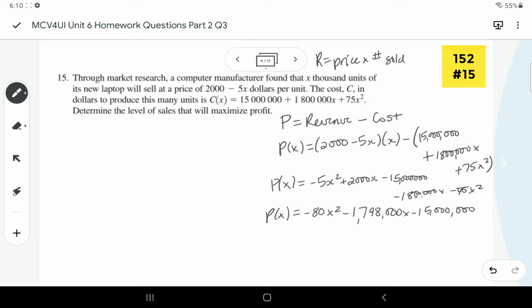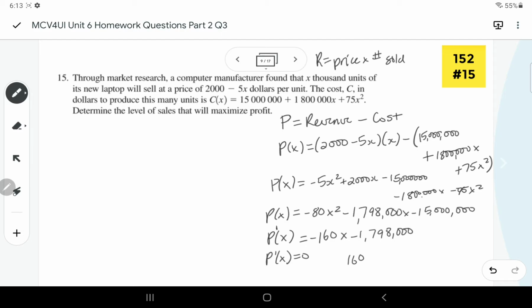So the derivative is going to be negative 160x minus 1,798,000. So we want to find where the derivative equals 0. So that's going to be 160.